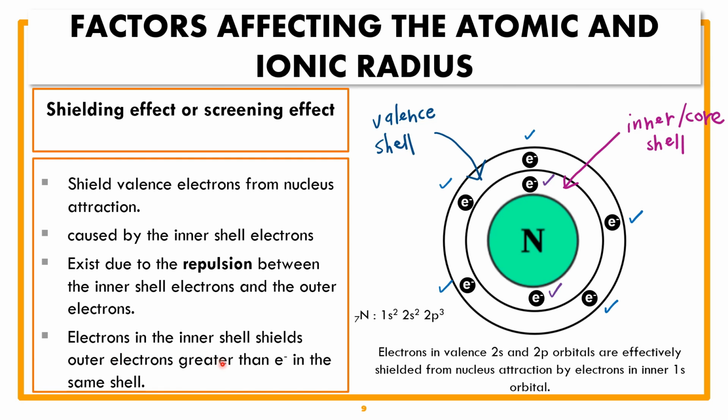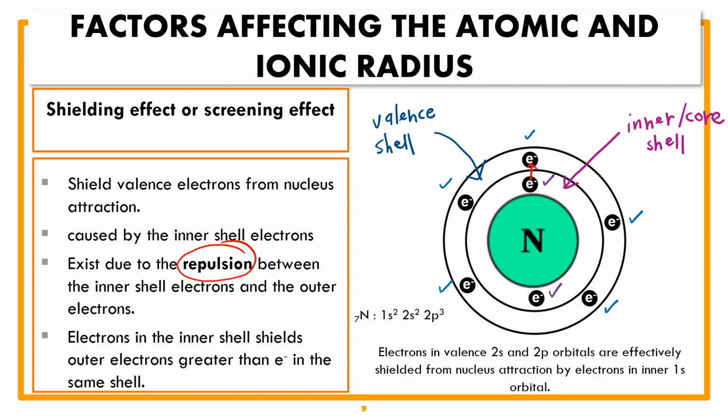Electrons in the inner shell shield outer electrons more than electrons in the same shell. So, bagaimanakah the presence of these inner electrons can shield the valence electron from the attraction of the nucleus? Caranya adalah dengan mewujudkan repulsion between the inner shell electrons and the outer electrons. So apabila elektron inner menghampiri valence electron di sini, so apa yang wujud between them?